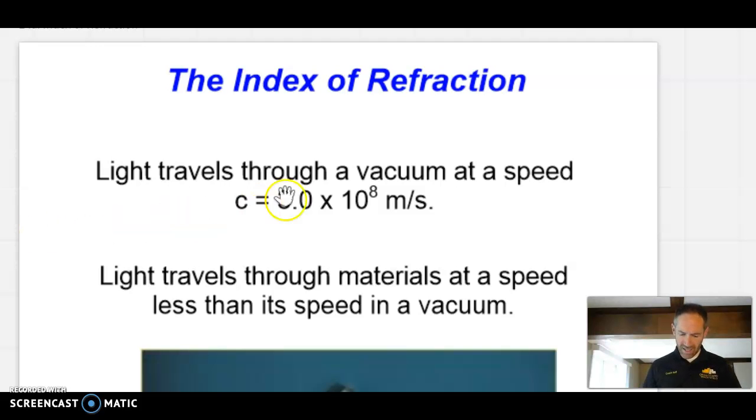So we say that light traveling through a vacuum is this constant speed, c. That does refer to that second postulate of special relativity. Einstein called it c because it's a constant. 3.0 times 10 to the 8th meters per second is a number that we will use for this. Some of you will be in a situation where you use more significant figures in the future.